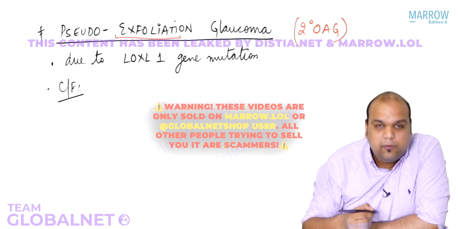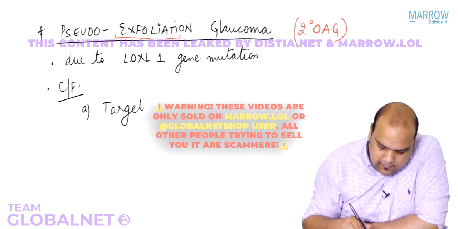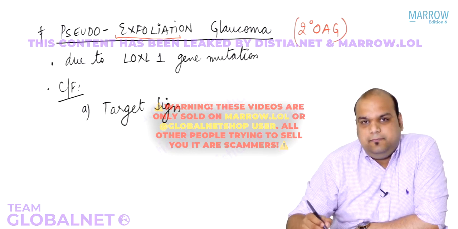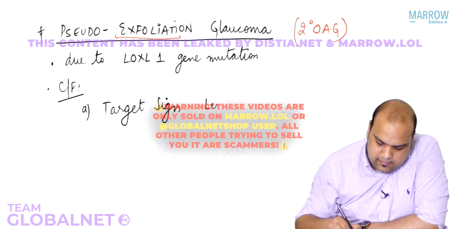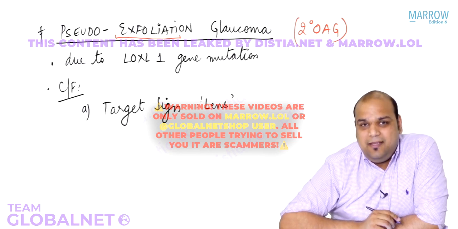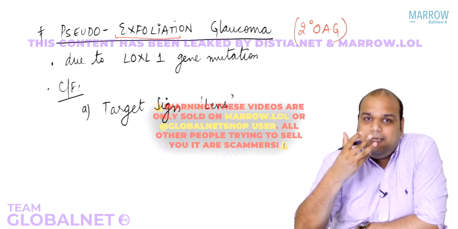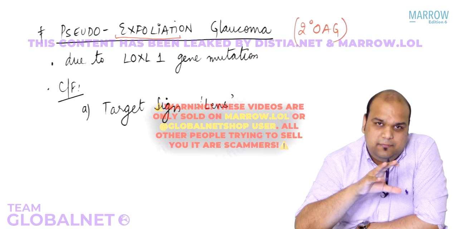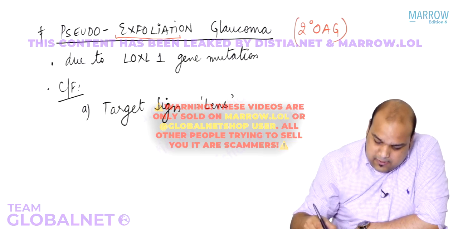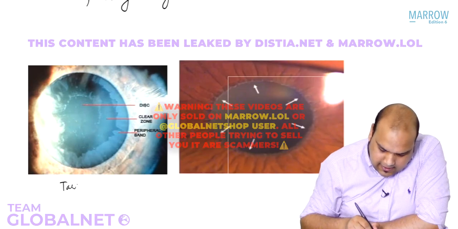Clinical features apart from glaucoma. This shows a sign which is called the target sign on the lens. Target sign. From some places, the anterior capsule of the lens will exfoliate. From other places, it will not. So, everybody, if we see this photograph, this is the target sign.